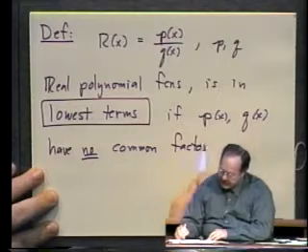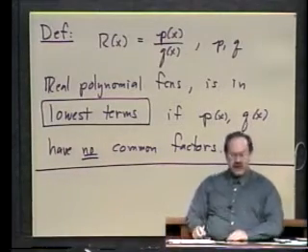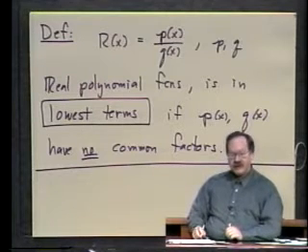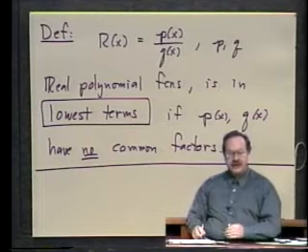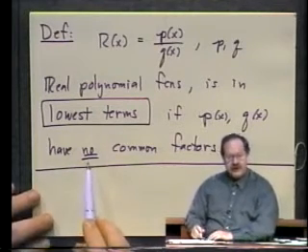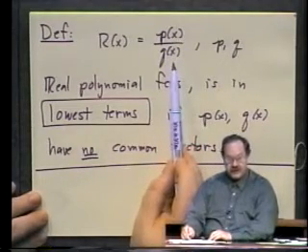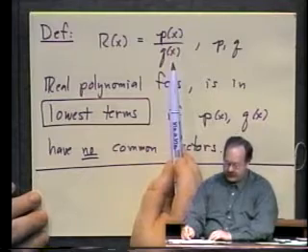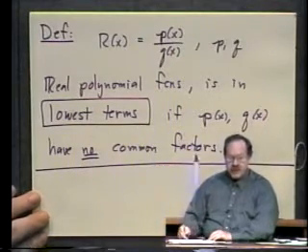Now this is the same idea that we used when we talked about rational numbers. For example, 1/3 is in lowest terms, whereas 2/6 is not, because 2 and 6 have 2 in common as a factor. The same thing goes here, except we're talking about polynomials. In the case of a rational function, which is a quotient of two polynomials, it's said to be in lowest terms if the top and the bottom have no common factors.